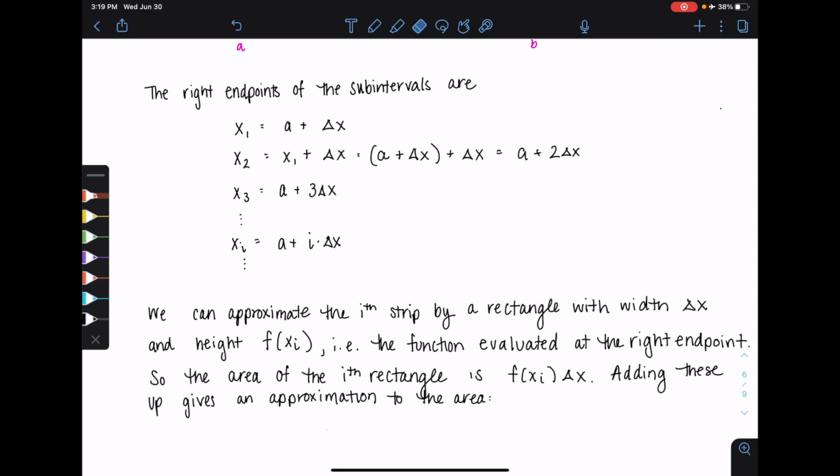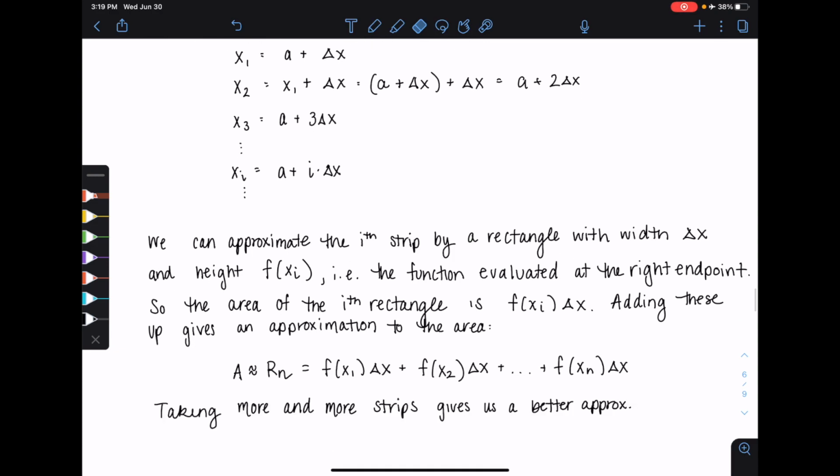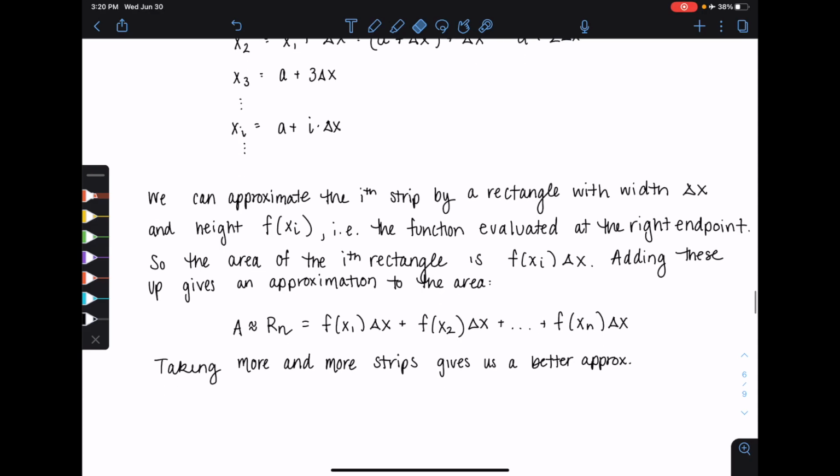And adding these together gives us an approximation to the area. So my area is about equal to adding up these rectangles using the right endpoint. This is my function at the first right endpoint times delta x, my function evaluated at the second times delta x, and I keep going until I get to that last strip with height f evaluated at the right endpoint times delta x. And then if you take more and more strips, you get a better and better approximation, okay?